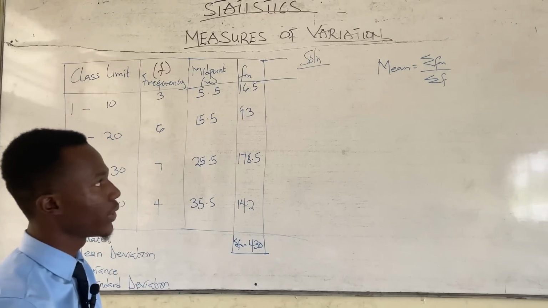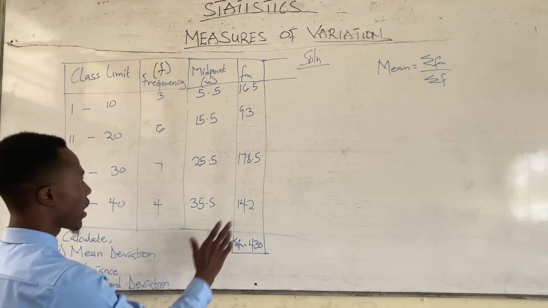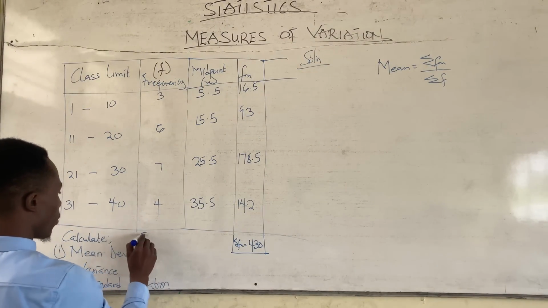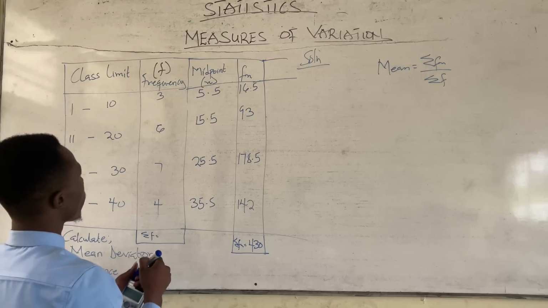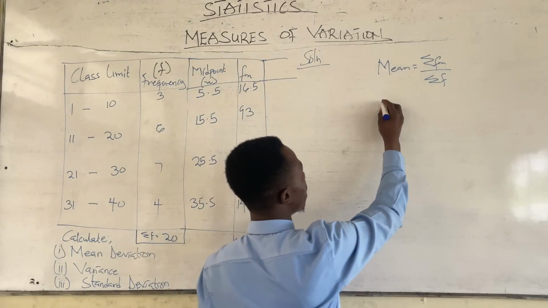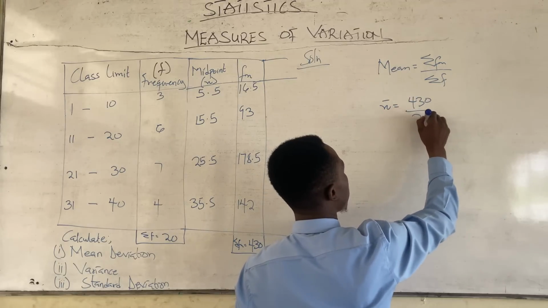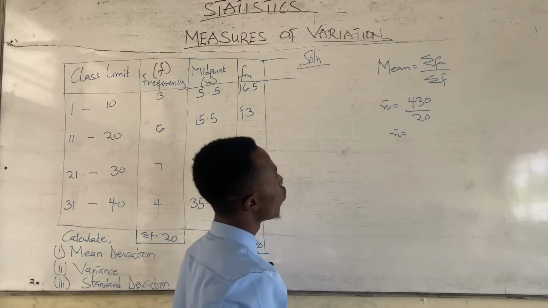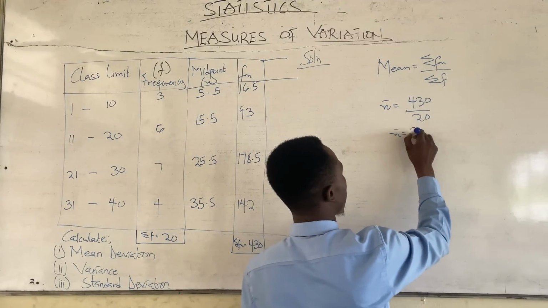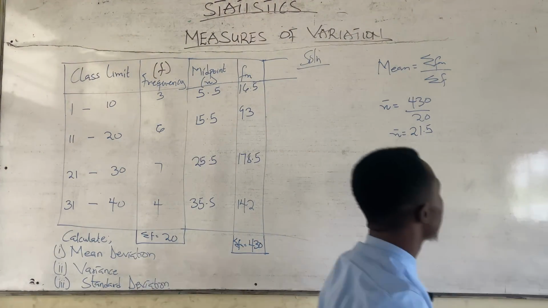We are left with the second part, which is summation of f. We are still calculating for the mean. Don't forget, we haven't yet started the question. So summation of f is equal to 9 plus 7 is 16, plus 4 is 20. So we have 20. To find the mean, or x bar, it is 430 over 20, which gives 21.5. So the mean is 21.5.